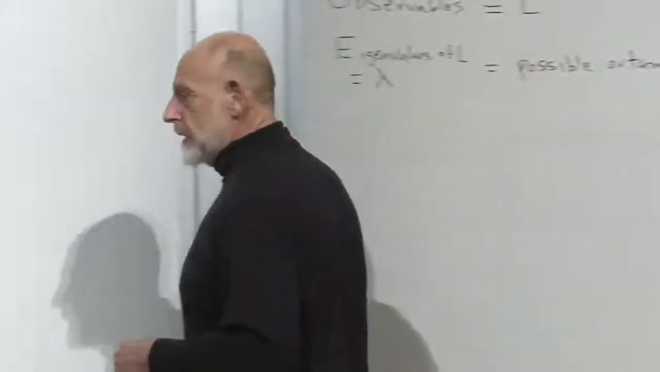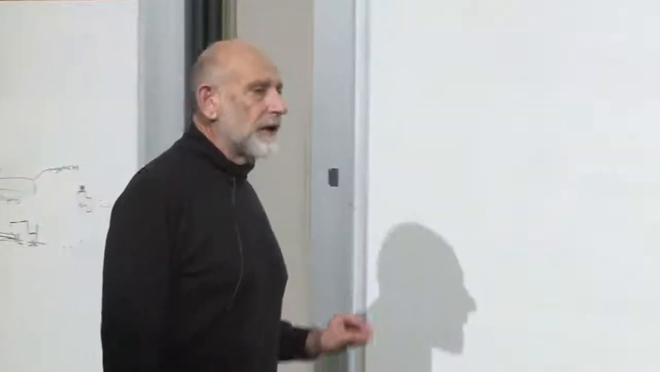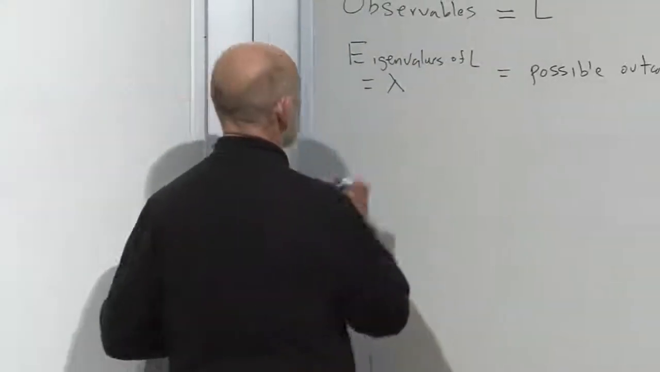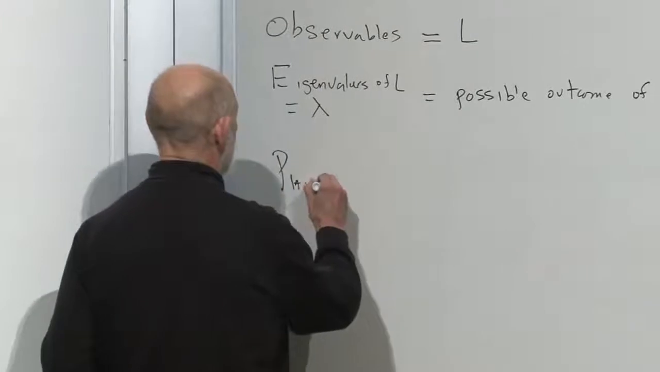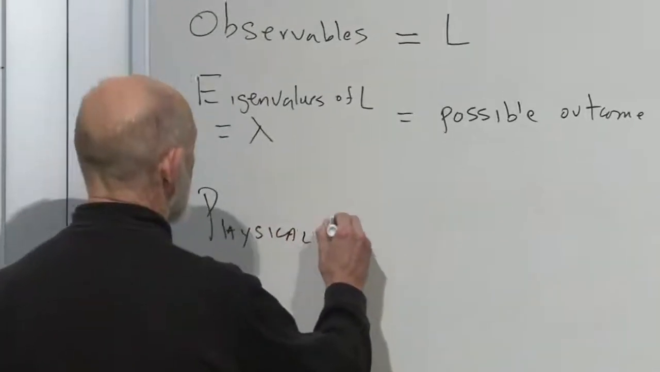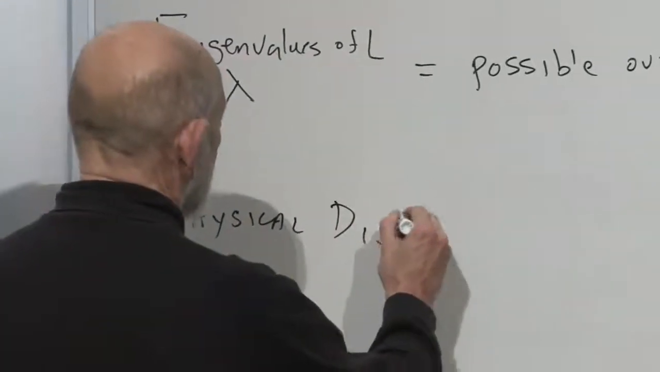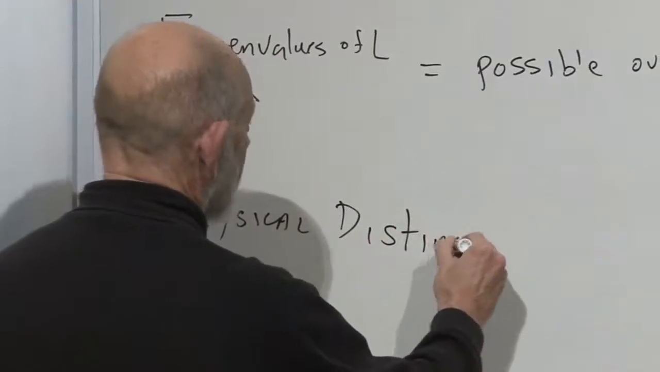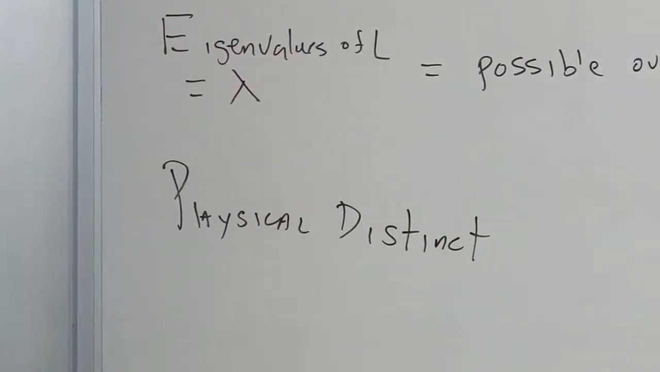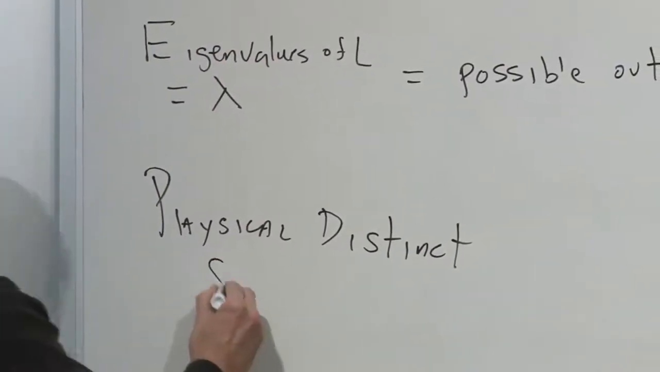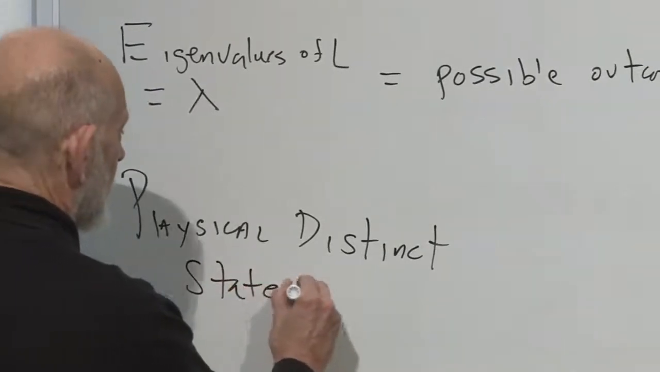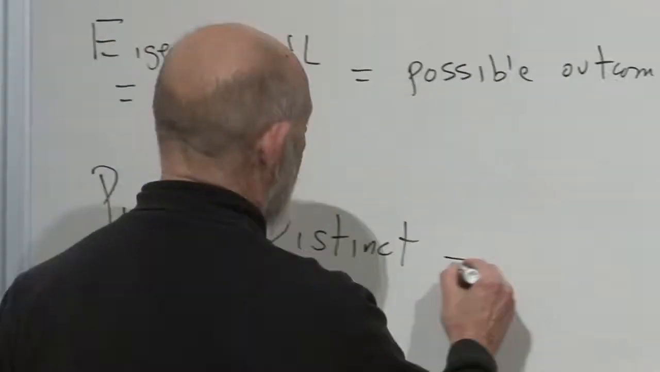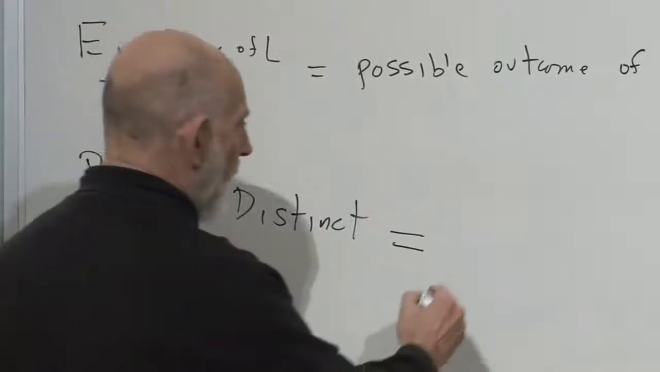The next postulate is that physically distinct or physically distinguishable states are represented by orthogonal vectors. Okay, so physically distinct, distinguishable, same thing, a little easier to write distinct. Physically distinct states imply orthogonality.